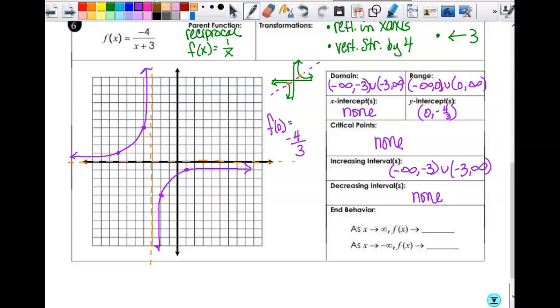So as x approaches infinity, what does y approach? 0. And as x approaches negative infinity, f of x approaches 0. Good. What questions do you have? Anything at all? We're good? Yes, we're good? All right. Flip it over.